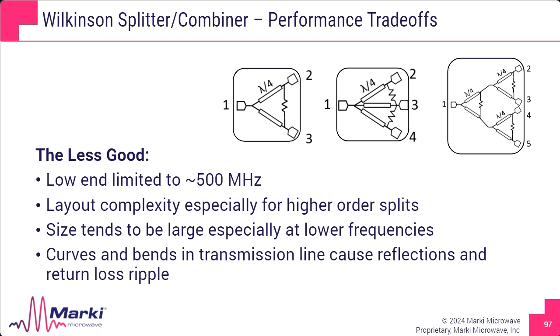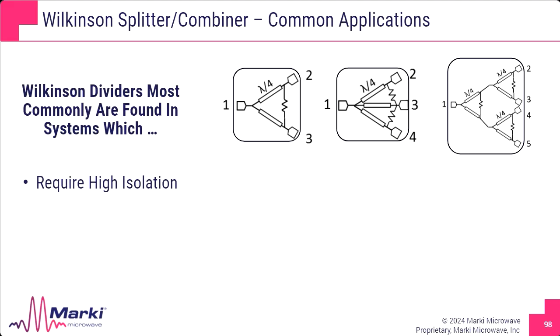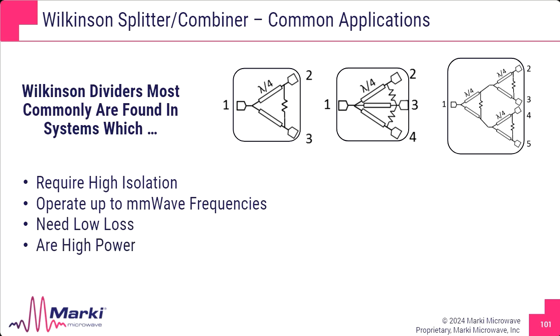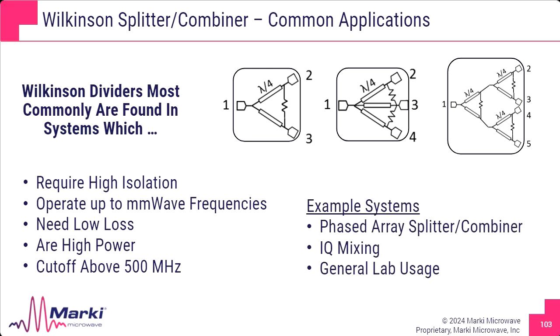And then when you do curve the transmission line, you tend to get reflections and ripple in the return loss. So it certainly does take a full 3D model or full 3D simulation and a good amount of time to get a high performance Wilkinson design. But it is the topology of choice for many, many applications, such as any application that requires high isolation, that operates at high frequencies with low loss and high power handling. This is great for them, so long as they cut off decently above 500 megahertz.